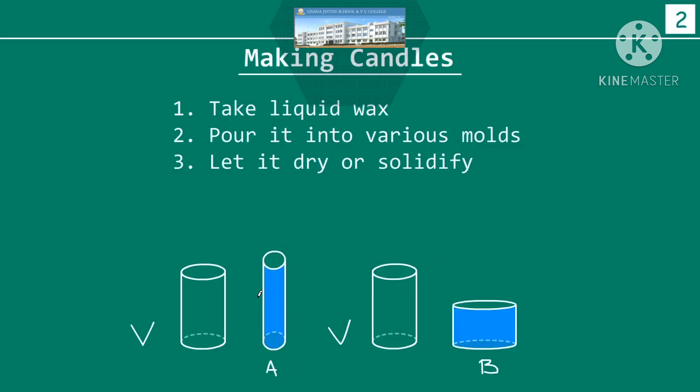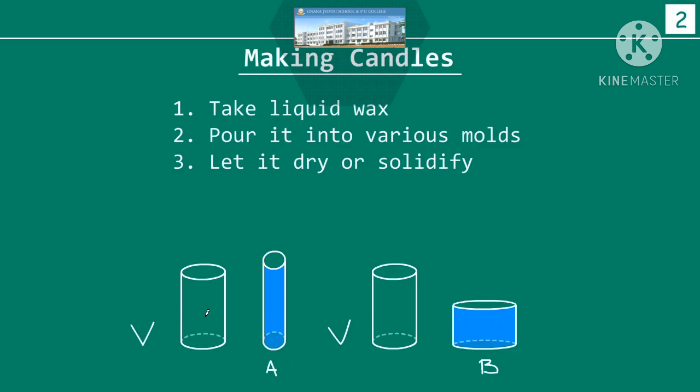So now, friends, in mold A the liquid wax is filled in this form, and if we let it solidify, we'll get a candle like this. In mold B, if we let it solidify, we are going to get a candle like this.